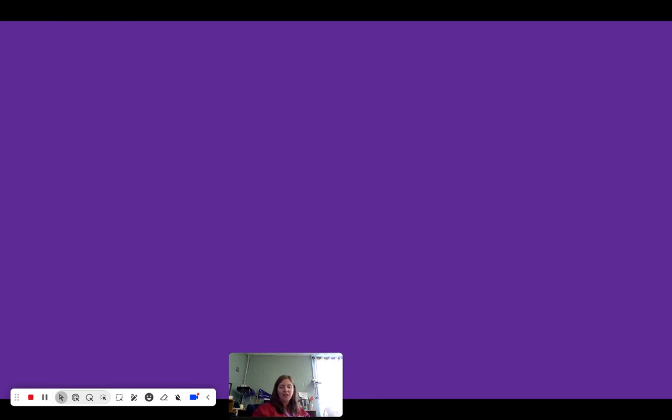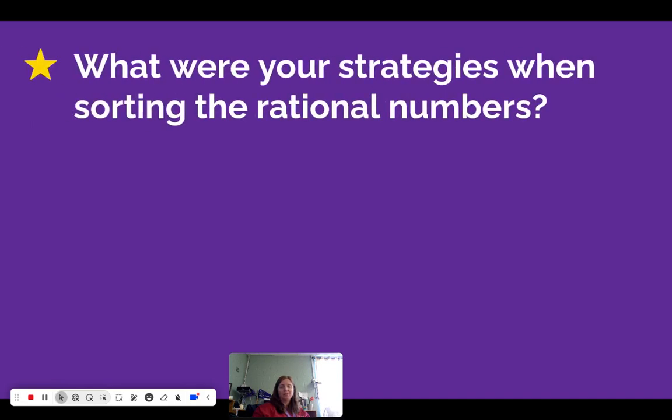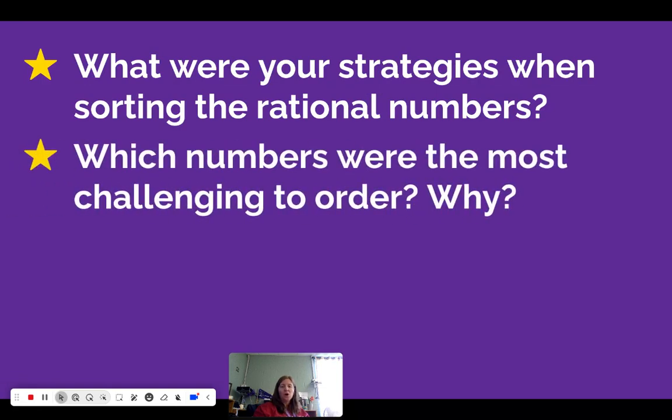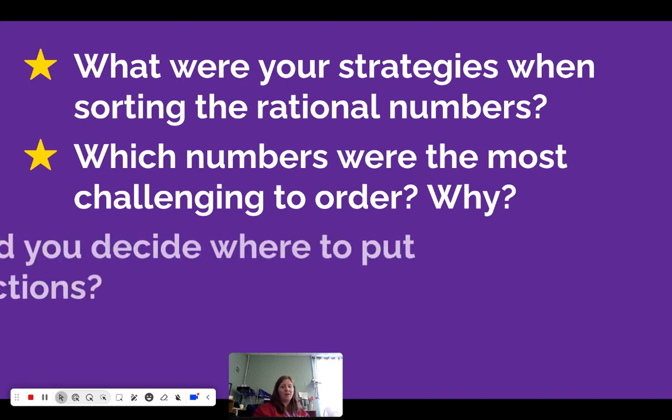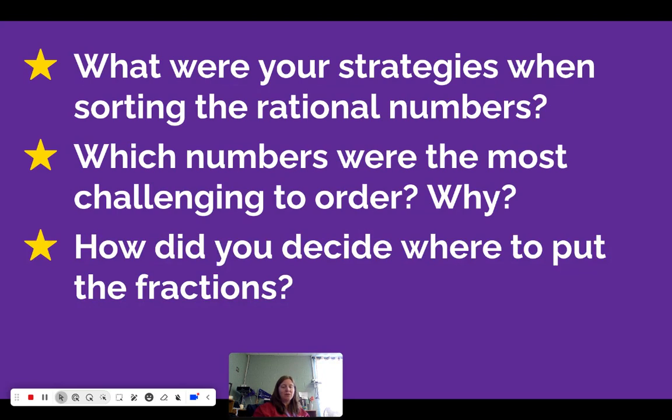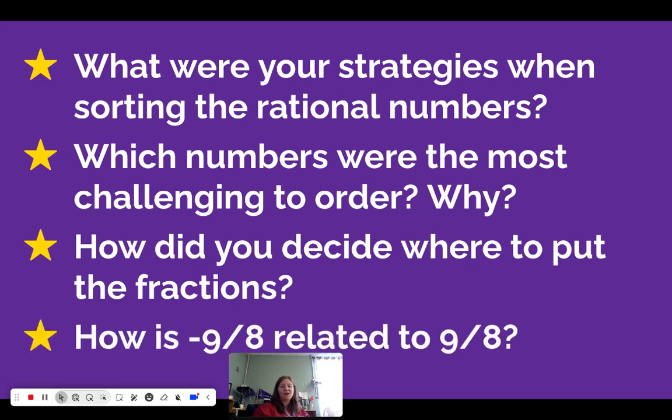After you do that, you and your group are going to talk about the following questions. 1, what are your strategies when sorting the rational numbers? 2, which numbers were most challenging to order and why? 3, how did you decide where to put the fractions? And 4, how is -9/8 related to +9/8? Pause this video so that you can go over the answers to these with your group. Write them on the left-hand side of page 13 if you still have room.